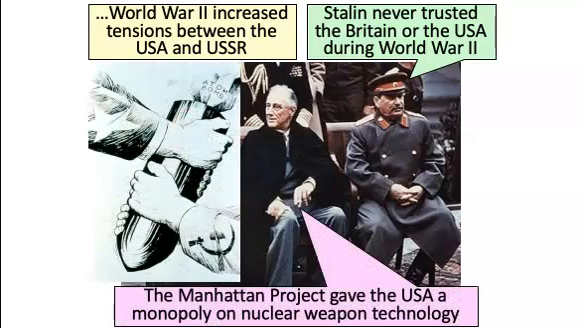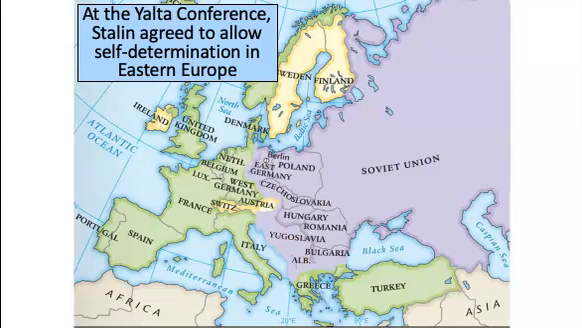Now, the Manhattan Project had given the United States a monopoly on nuclear weapon technology and had made Stalin and the Soviets trust us even less. At the end of the war, at the Yalta Conference, Stalin had agreed to allow what we call self-determination in Eastern Europe. That's these countries in this region right here.